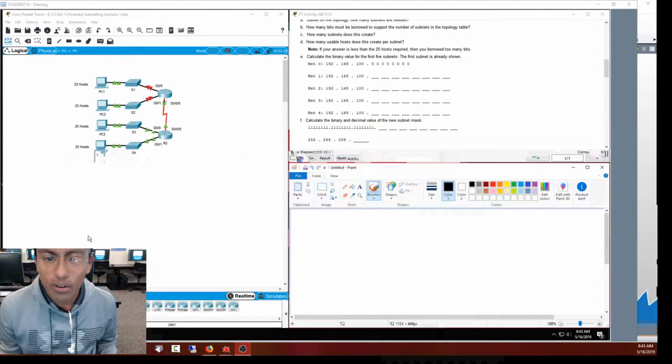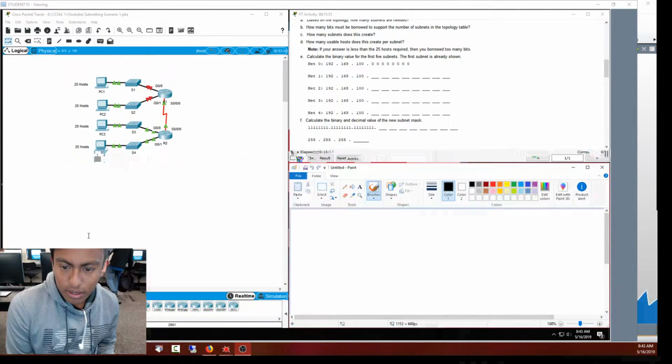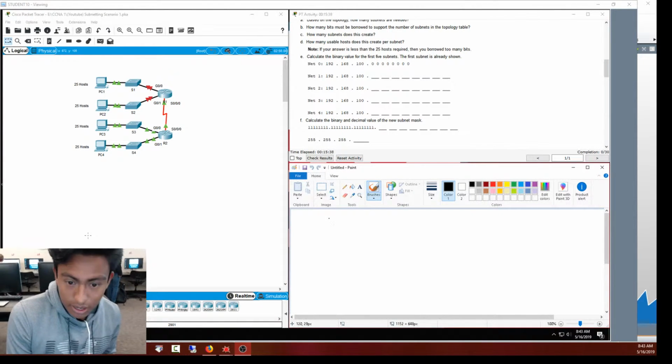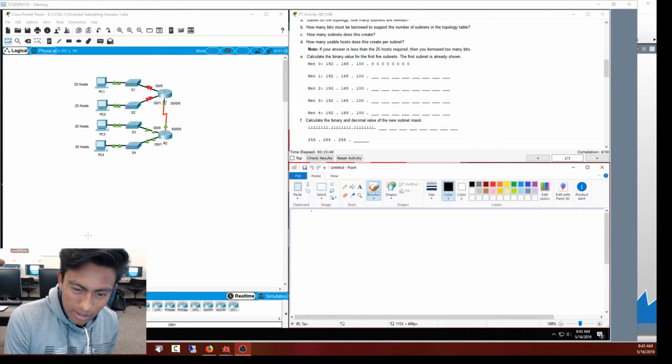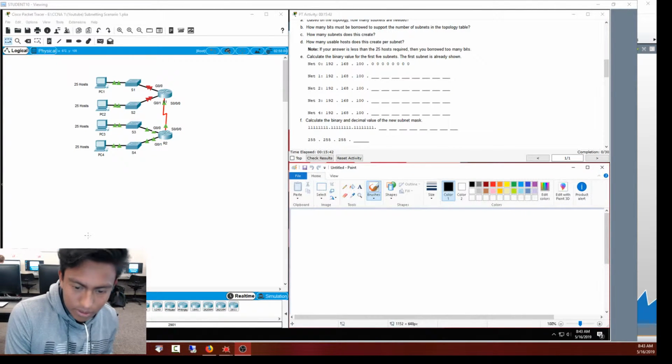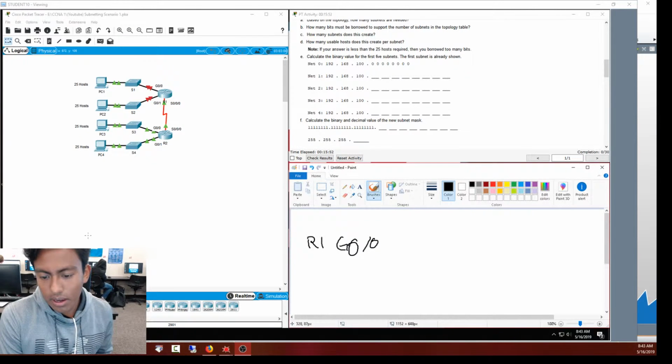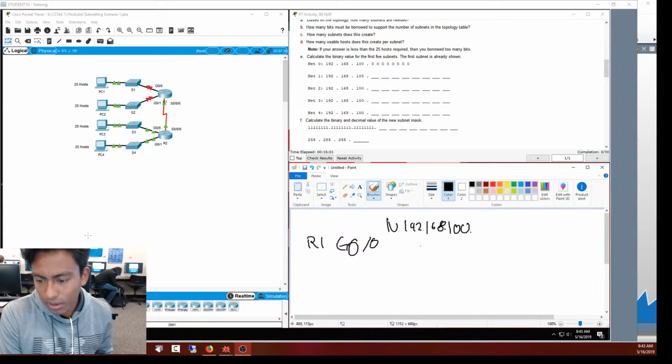So starting off, we need to get a first subnet, which is Router 1, Gigabit Ethernet 0/0, and the network portion is going to be 192.168.100.0.